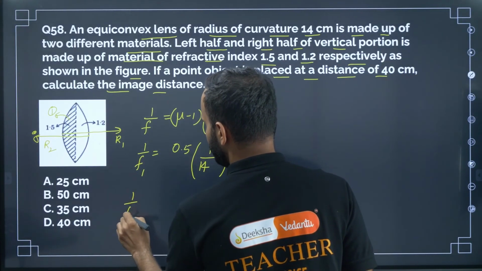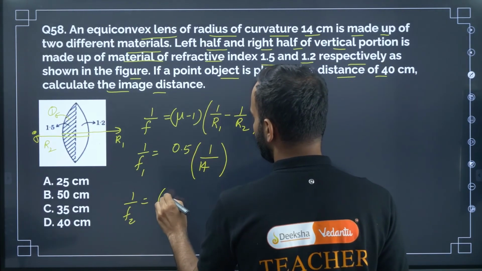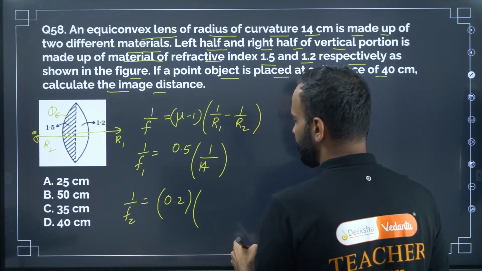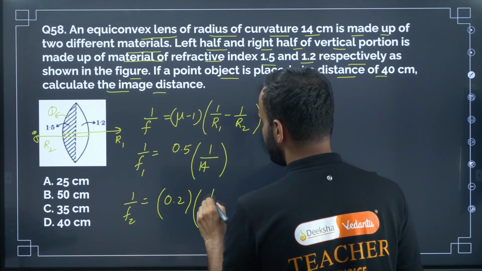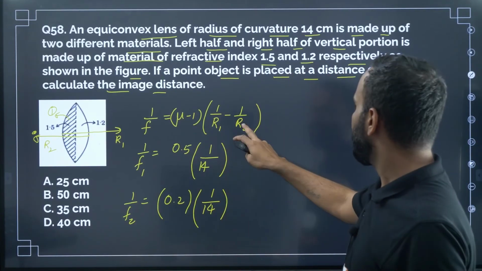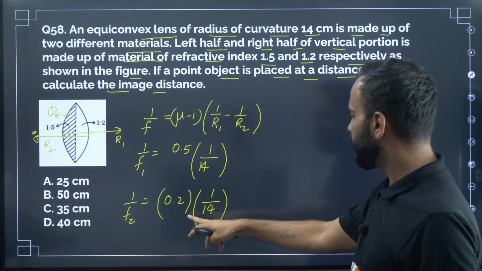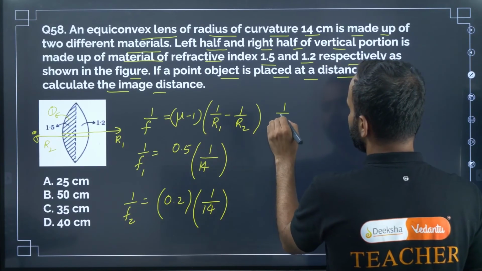Now 1 divided by f2 is equal to (mu minus 1) times 0.2 into (1 by r1 minus 1 by r2). 1 by r1 minus 1 by r2 is 1 by 14 only, right? So r1 is infinity, r2 is minus 14, right? So 0.2 by 14.